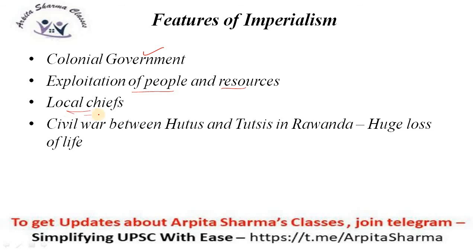Local chiefs, for example feudatories, are kept in colonies, which also leads to better control of the imperialistic country over the colonized country. Then the civil war between Hutus and Tutsis in Rwanda was also a feature of imperialism, because civil war takes place when a country or colony is being imperialized. I hope you have read about the Hutus and Tutsis. If not, please read about it and mention in the comment section what you know about it.